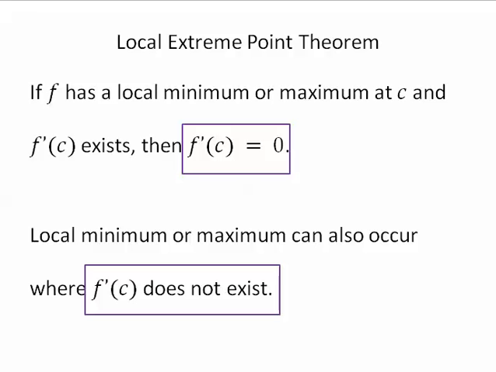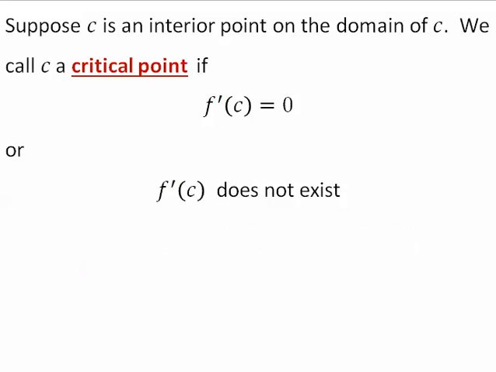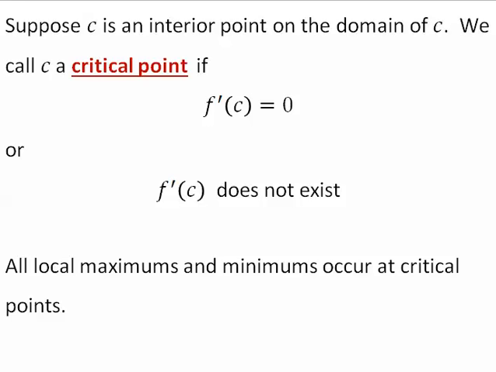And so here's the point. Your local maximums and local minimums will occur either where the derivative is 0 or where the derivative does not exist. And so what we do is we define a critical point to be a point where either the derivative is 0 or where the derivative does not exist. And a critical point just means it's a point of interest. And that's because all local maximums and minimums occur at critical points.